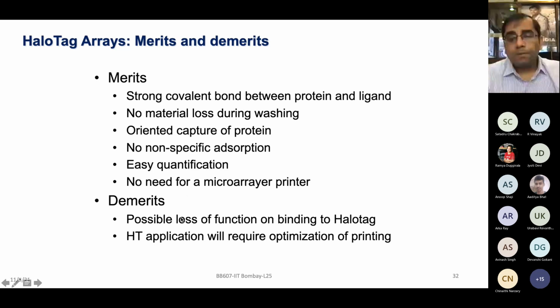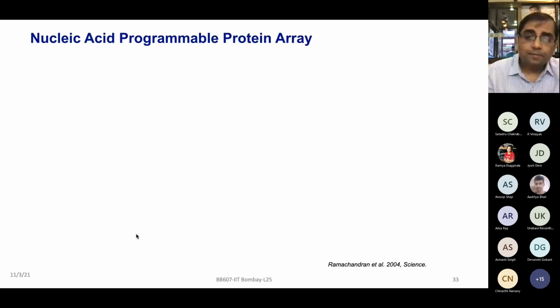Few possible demerits are possible loss of function on the binding to the HaloTags, and high throughput application if you want to do, then these HaloTag based clones has to be optimized to print on the array, which was not shown. They were showing it with the very miniaturized and small scale printing for the labs to do on their own without having the array.